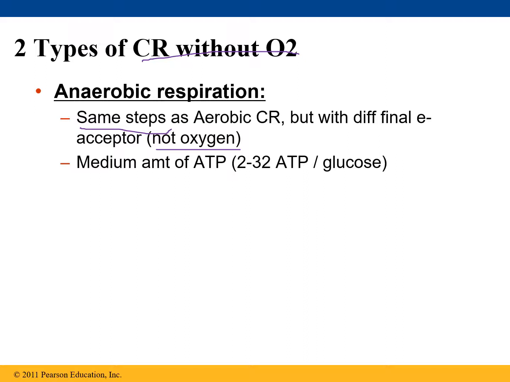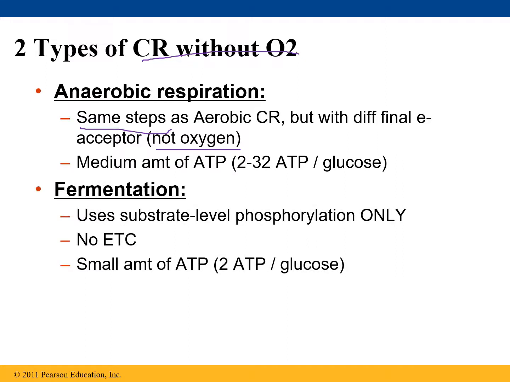The estimates I'm seeing are pretty comparable to what aerobic cellular respiration makes, but typically it's stated that it will make a little bit less, or it's thought that. Fermentation, on the other hand, uses substrate level phosphorylation only. There's no electron transport chain, which means we have a really small amount of ATP per glucose, because the electron transport chain is the part that gets us the huge ATP payoff.